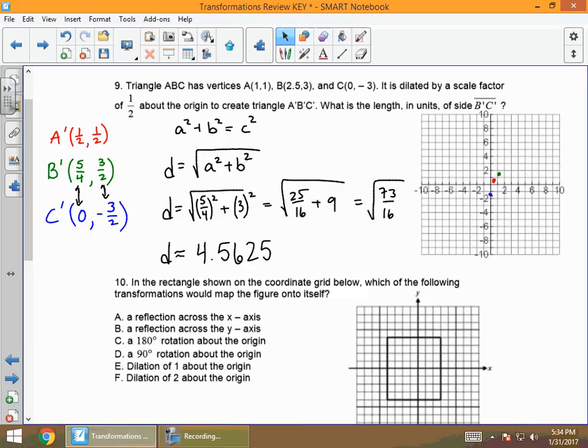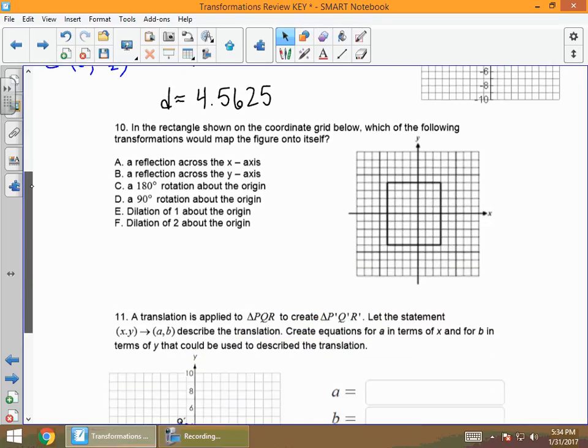It would be much nicer if we had whole values instead of the 1/2. Maybe if we would have done double everything, and then I could plot those points. It would just make it a lot easier to use that graph. So let's hope on the test that those numbers are a little bit nicer to us.